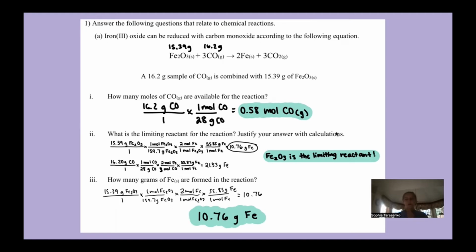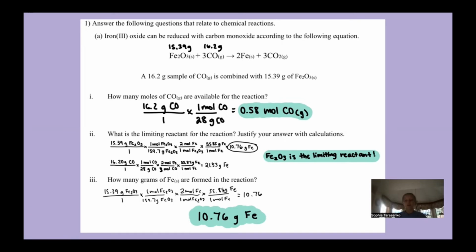For part 2 of question 1, this is a limiting reactant question. So we're going to convert the grams of the reactants into the grams of the products to see which one is going to be the limiter. It's honestly whichever one produces less solid iron, and in this case, iron 3 oxide produces less iron. As we can see, it produces 10.76 grams of iron, and CO, carbon monoxide, produces 21.53 grams of iron. So that's much more than this.